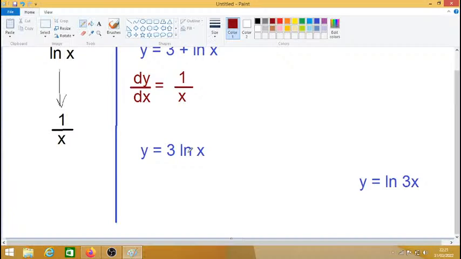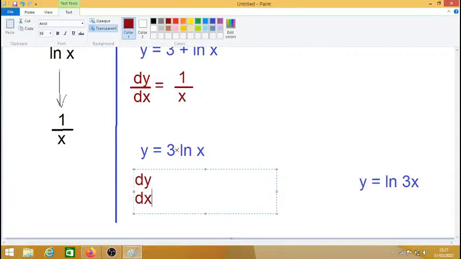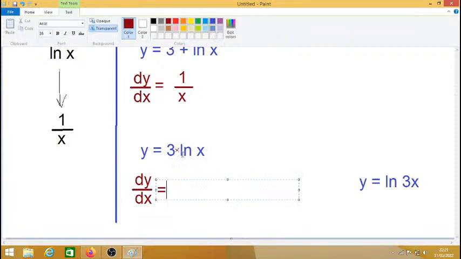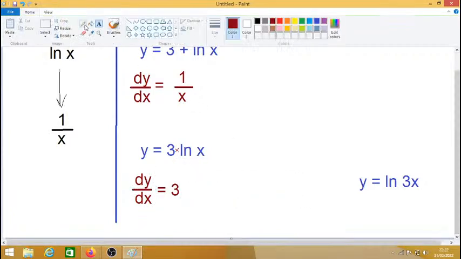Y equals 3 natural log of x. The 3 here means 3 times natural log of x. So that's going to follow through in the answer. So we have dy by dx is equal to, so 3 times just follows through. And then the only thing we have to change is natural log of x. Natural log of x differentiates to 1 over x. So it will be 3 times 1 over x. We can simplify that a little bit. 3 times 1 is 3, so that's just going to become 3 over x.